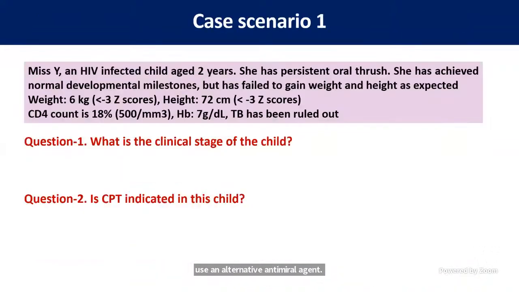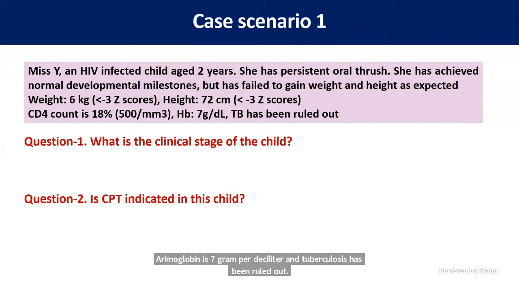Now let's run through some case scenarios. Here there is a girl child, 2 years old, who has presented with persistent oral thrush. She has achieved normal developmental milestones. There is some failure to thrive. She is weighing just 6 kgs and height is around 72 centimeters. Her CD4 count is 18%. She has been recently diagnosed with HIV infection. Her hemoglobin is 7 gram per deciliter and tuberculosis has been ruled out.